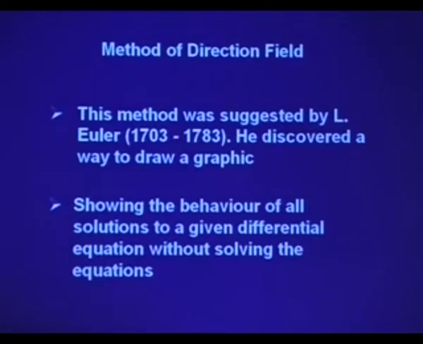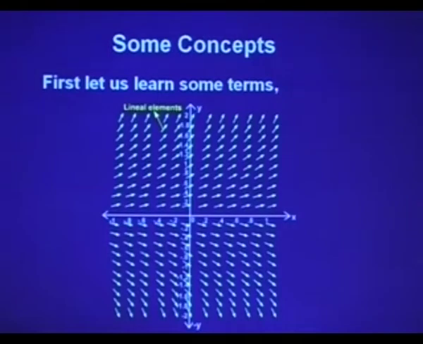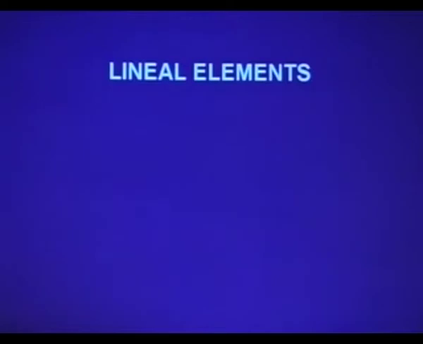To learn something more about that, we have to learn some concepts about this method. So first we will learn some terms. In this direction field, these small arrows which I have are the tangent lines at those points. These are called linear elements. Now, how will we formally define the linear element?